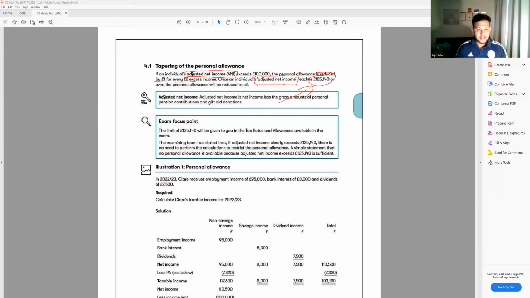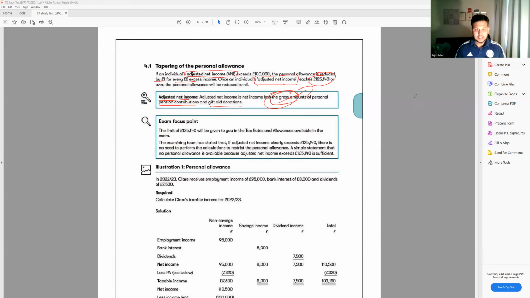All right, so what is ANI, adjusted net income? Adjusted net income is the net income less the gross amount of personal pension contributions or gift aid donations. I'm going to show what it is, but it's the gross amount. As I said before, in the exam, the question will give you the net amount. We have to gross it up.